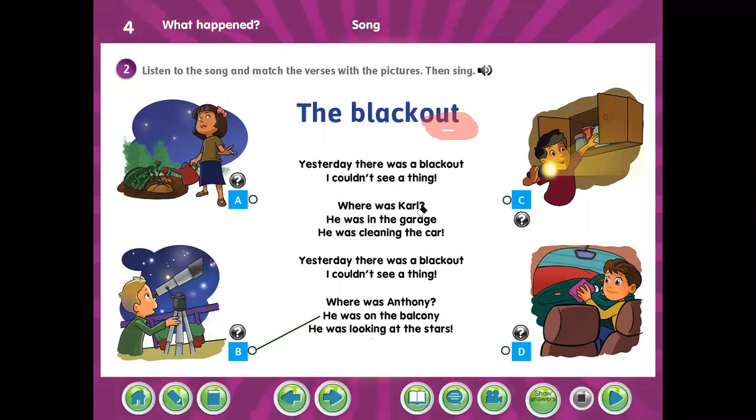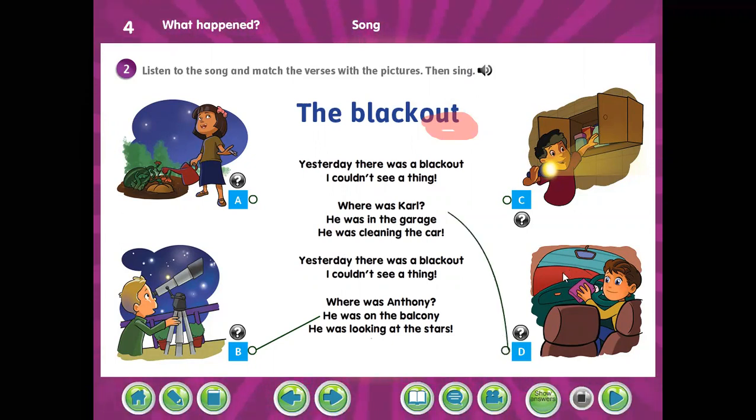Okay, let's see. Shania, please tell me about picture D. Okay, this picture. D. The picture D is... He was cleaning the car. Good, very good. He was in the garage. He was cleaning the car.